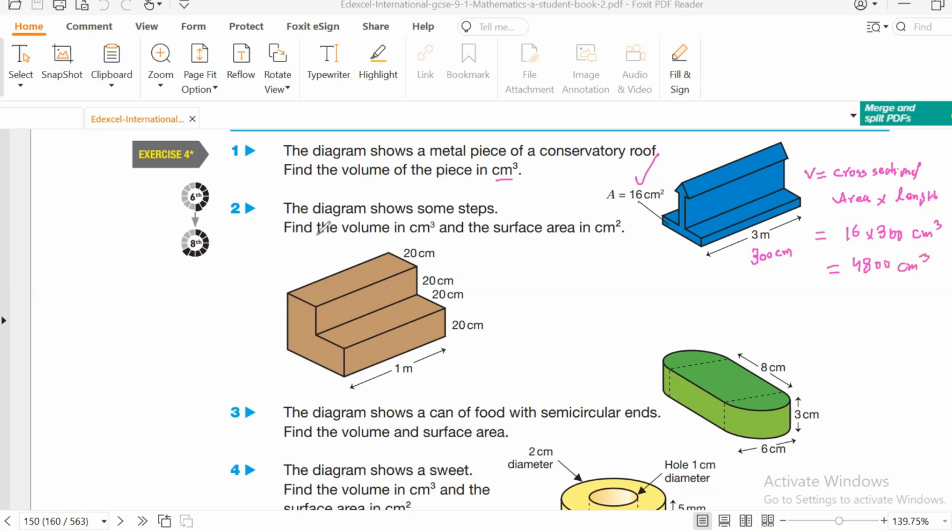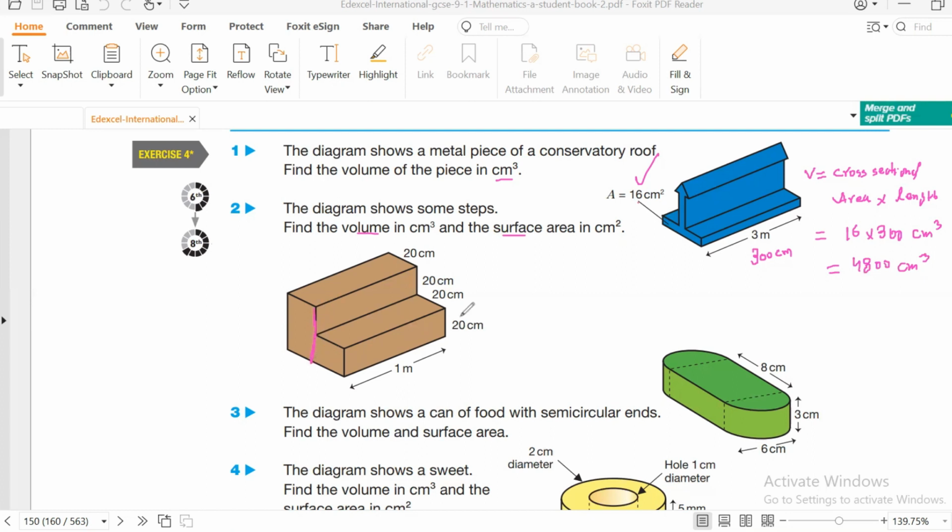And next question number 2. The diagram shows some steps, like stairs, yes. Find the volume in centimeter cube and the surface area. Two things they are asking, the surface area in centimeter square. So first we will try to find the volume, and when you find the volume of this shape, think like a prism, volume of prism. So for that, I will do one thing. This is the front part, which you can see that I will consider as the cross-sectional area. But this is a composite shape, so draw one line and connect like this way.